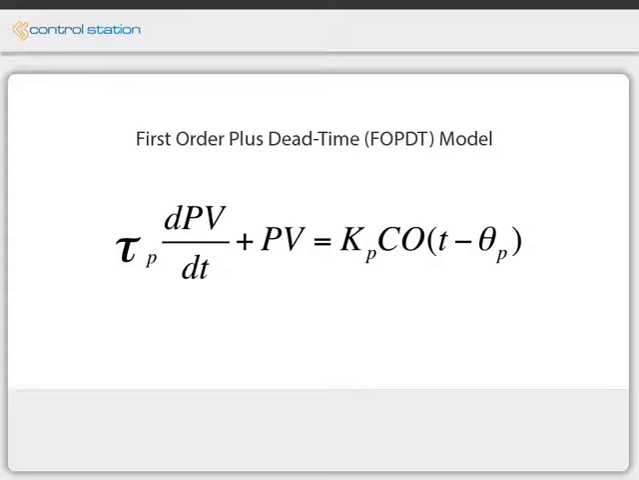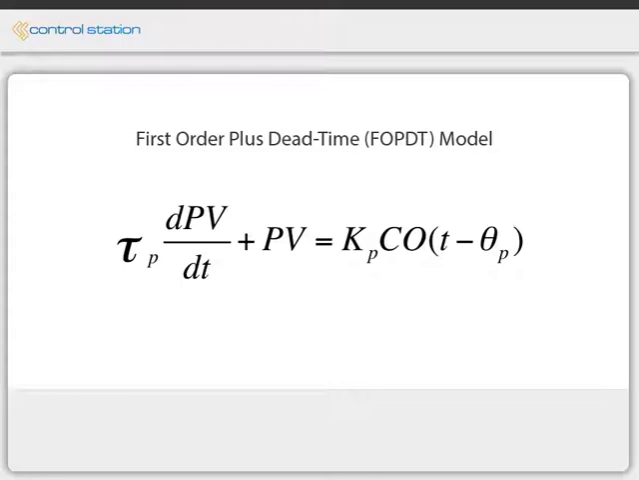The first order plus dead time model takes the form shown on the screen, where PV is the measured process variable and CO is the controller output signal. The importance of the first order plus dead time model becomes apparent when we examine the relationship between the process variable and the controller output. The equation states that some change in the controller output will impact the measured process variable.